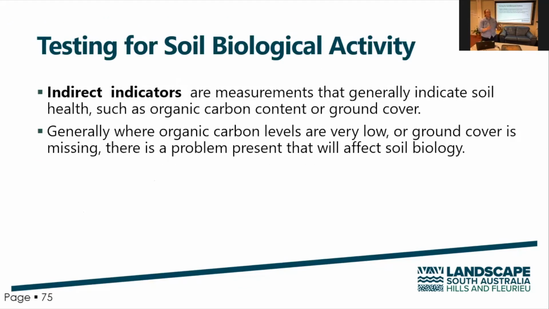And then we have indirect indicators. These are generally indicators of soil health, like your organic carbon content, so going back to your total carbon test or your Walkley Black, or observation things like ground cover. For example, if your organic carbon content is very low or your ground cover's just not there, there's probably a problem present and it's going to be affecting your soil biology.